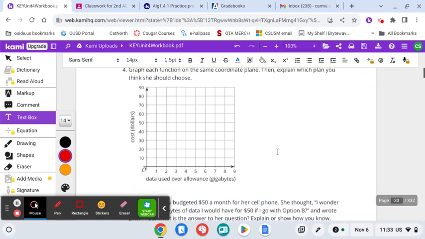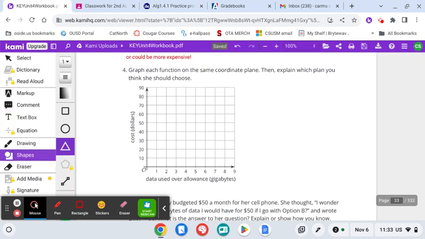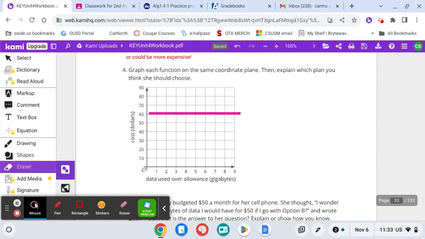Graph the function on the same set of coordinate axes. So imagine that it's always $60. How would I do that? You got it. That's just going to be a nice flat line across 60. That's Plan A.